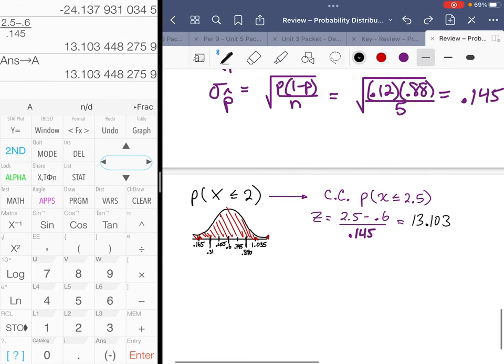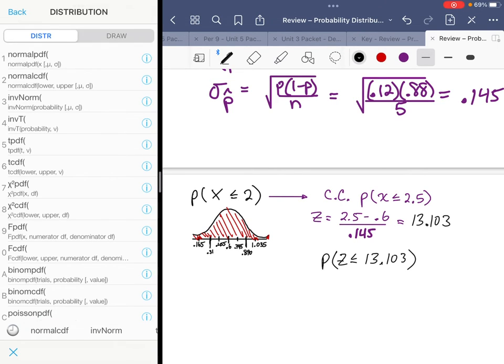All right, so we're going to find the probability that Z is less than or equal to the 13.103. Now it's going to be practically 1, but we'll see how close to 1 it is. Sometimes it's so close to 1 that the calculator will just say 1, right? And it won't be, but we'll have to say that it's virtually 1. All right, so let's see what happens here.